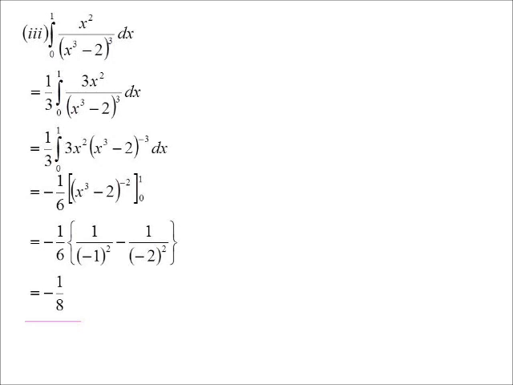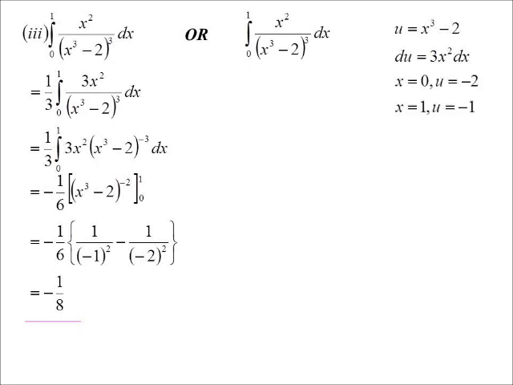If I did this one by substitution, then I would say, okay, well, my function that's causing me a problem there is the x cubed minus 2. So all right, du then would be 3x squared dx. So I could change this integral, but there's another problem with doing integration by substitution. Those limits of 0 and 1, they refer to x. My new integral is going to refer to u, so I need to change those as well.